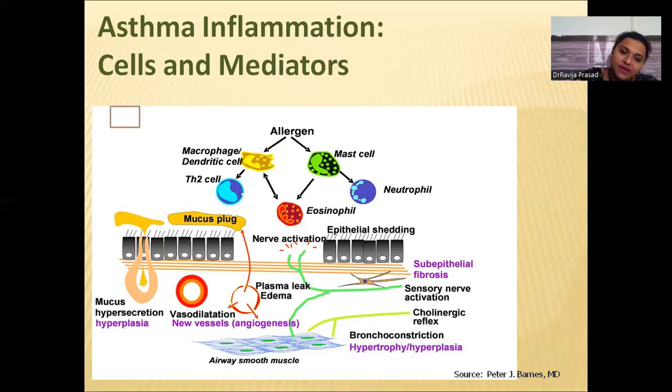Then all together, they form a mucus plug. The macrophages and dendritic cells stimulate Th2 cells. From there, the mucus plug is affected by the eosinophil. They affect the epithelial shedding, and where the nerve activation occurs. Overall together, they affect mucus hypersecretion, vasodilation of new vessels occurs, angiogenesis occurs, and plasma leakage and subepithelial fibrosis occurs, which is the sensory nerve activation, and bronchoconstriction like hypertrophy and hyperplasia occurs.